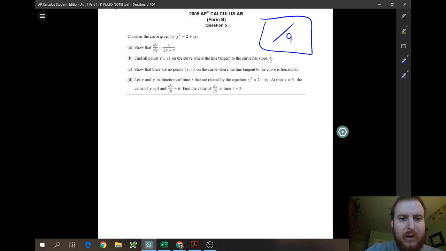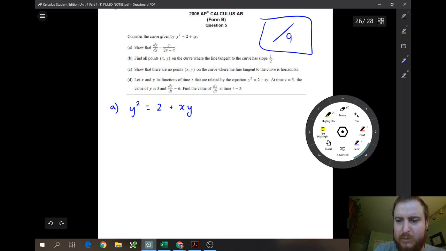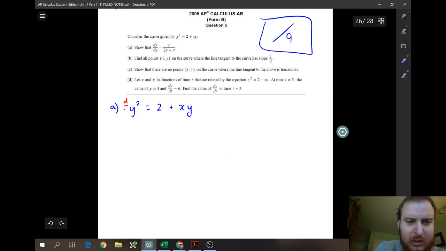So for A, I really like problems like A where they give you the answer already. You're just getting there and confirming it. And so they want to see that dy/dx is equal to y over 2y minus x. And so this is going to be implicit differentiation. So I like to do d/dx to each term. And we're going to notice that this third term, xy, is going to be product rule.